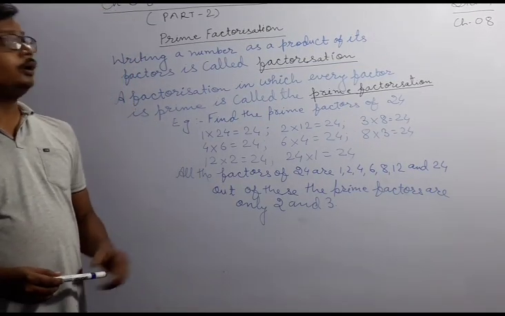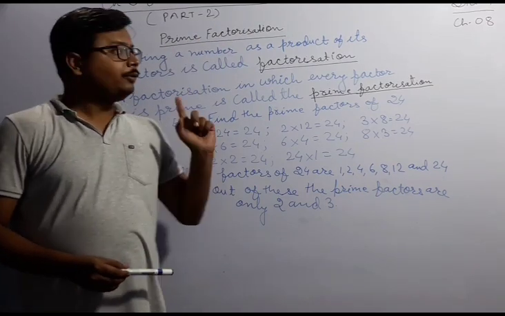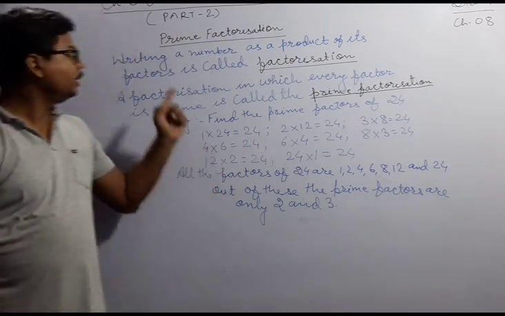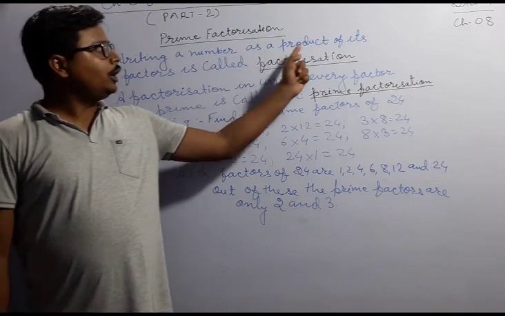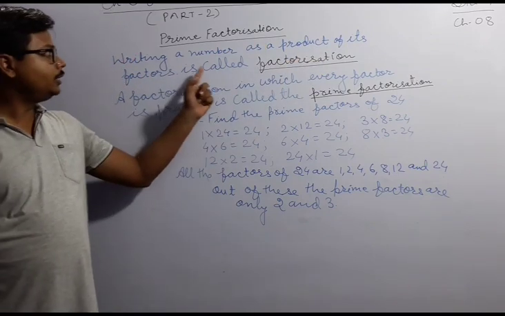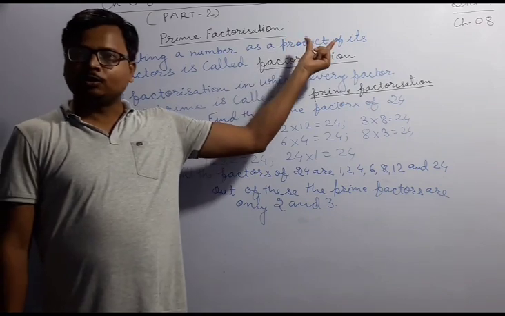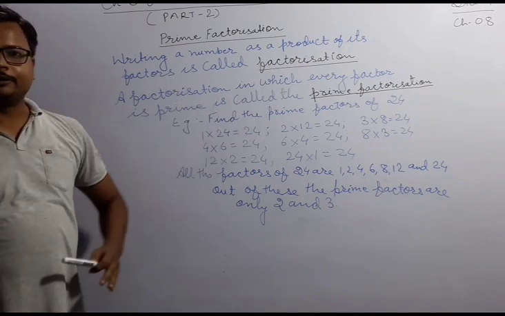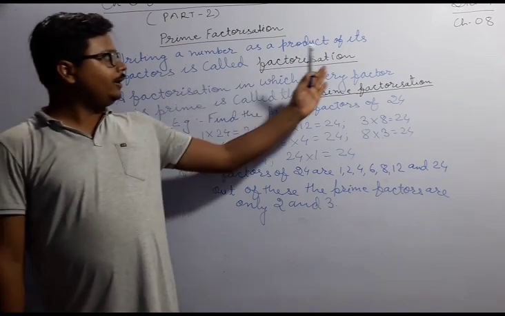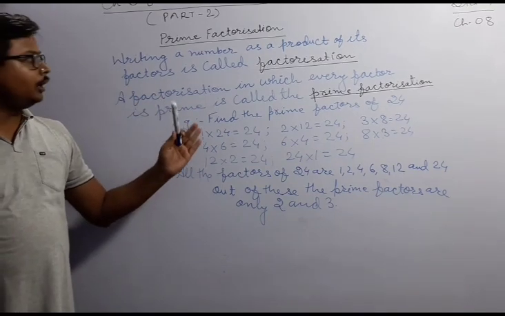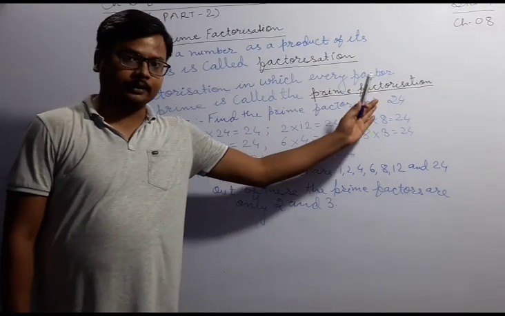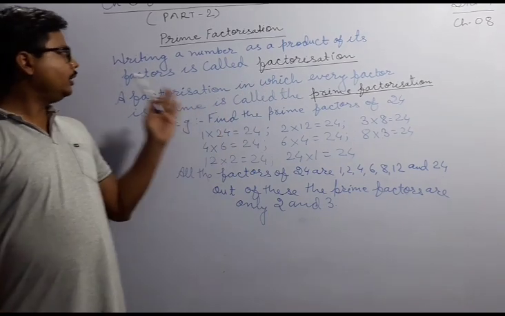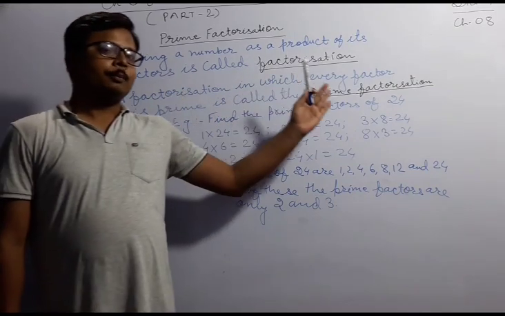Okay students, now we will learn prime factorization. Before knowing what is prime factorization, let us know what is factorization. Writing a number as a product of its factors is called factorization. Product you all know, factor you all know. Now come to prime factorization. A factorization in which every factor is prime is called the prime factorization. Again I am repeating this sentence.